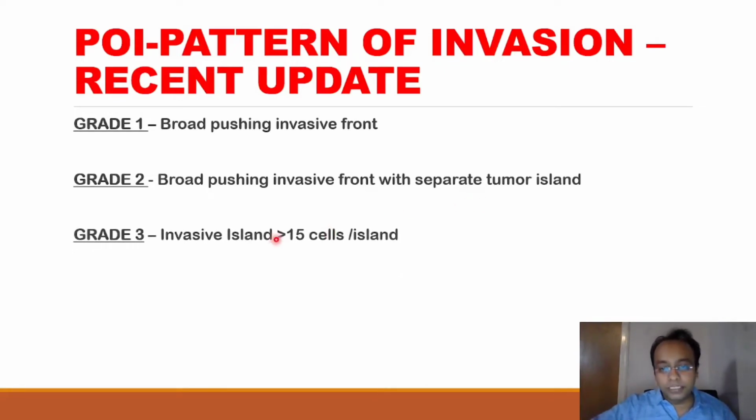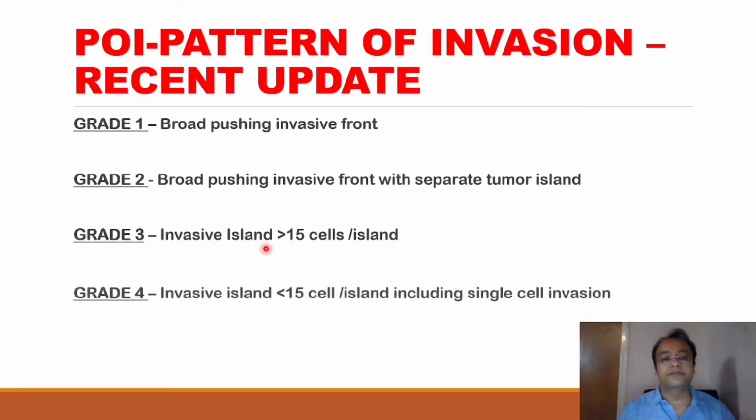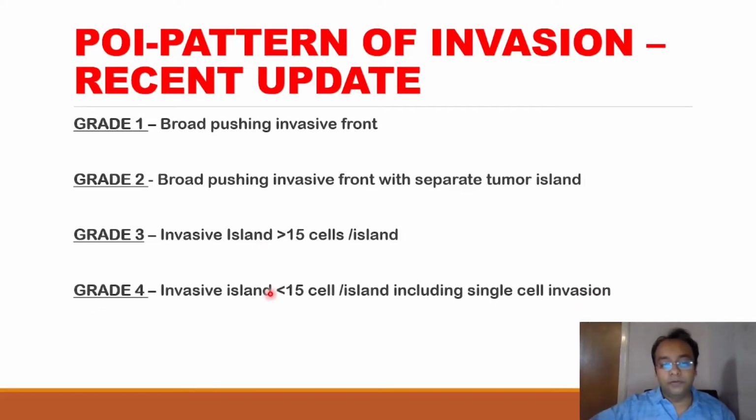Grade 3 means invasive tumor islands are present but each island contains more than 15 cells, right? In each invasive island of tumor cells, if the number is greater than 15 cells, then it is grade 3. Until now the prognosis is good, but if grade 4 or 5 is present, then prognosis is poor. Grade 4 means invasive islands of tumor cells which contain fewer than 15 cells per island, including single cell invasion as well, right? So that is grade 4. If in the stroma single cell invasion is present or tumor islands of fewer than 15 cells are invading, then it is grade 4, which is suggestive of poor prognosis.